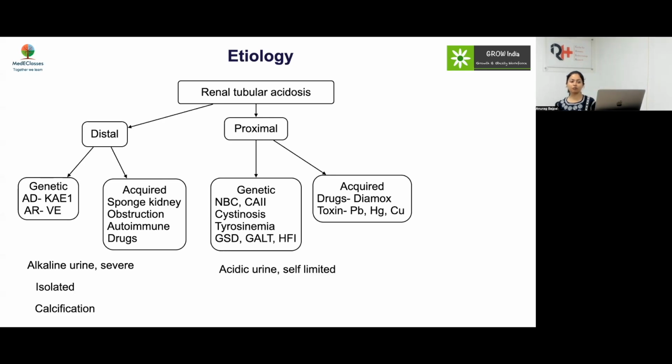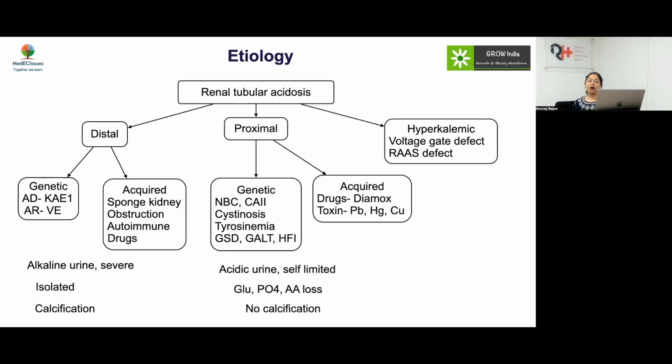In type 2, the primary pathology is excessive bicarbonate loss, and as we already know, it is a self-limiting condition. So the urine stays acidic as the distal acidification process is intact in this condition. It is self-limited, and as we've already seen, generalized tubular damage will cause Fanconi syndrome. No calcification is seen in proximal RTA because of the citraturia that accompanies it. Type 4 or hyperkalemic RTA is because of voltage gate defects or RAS defects. It presents with a milder tubular acidosis with hyperkalemia and low sodium.